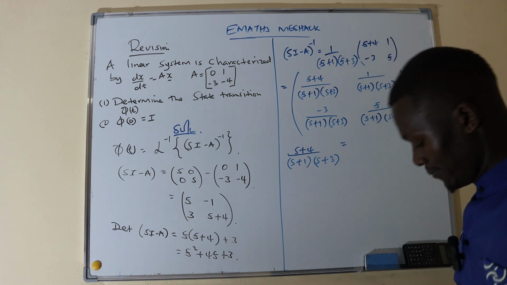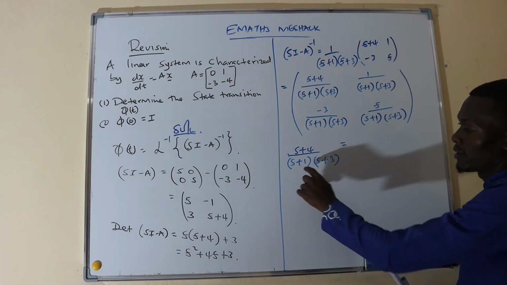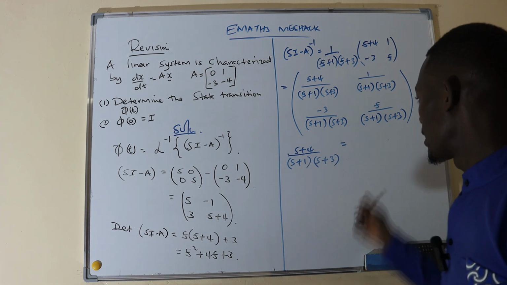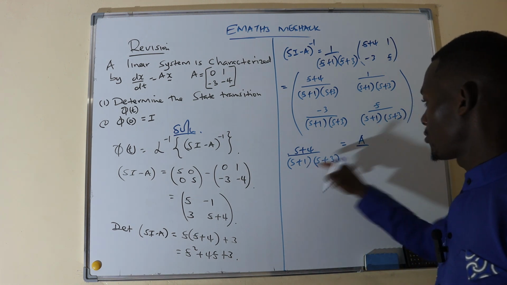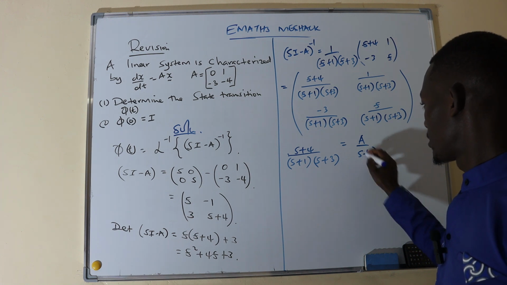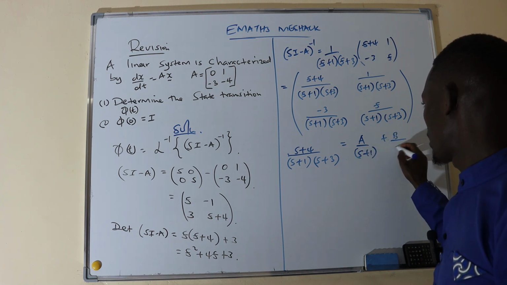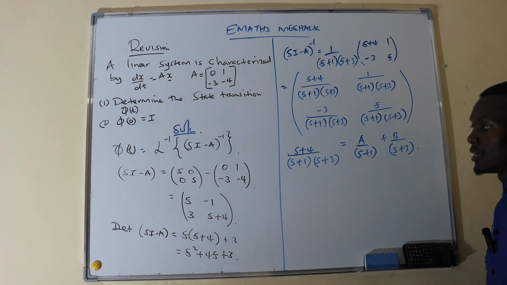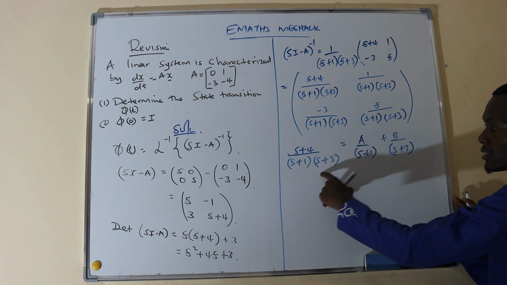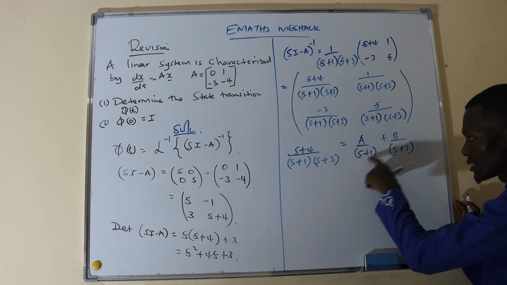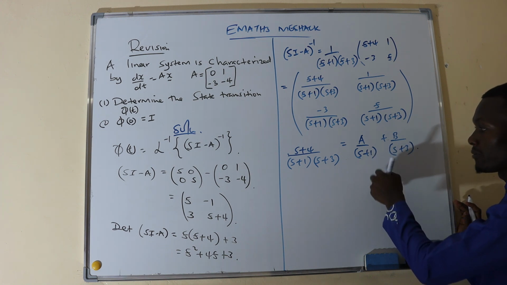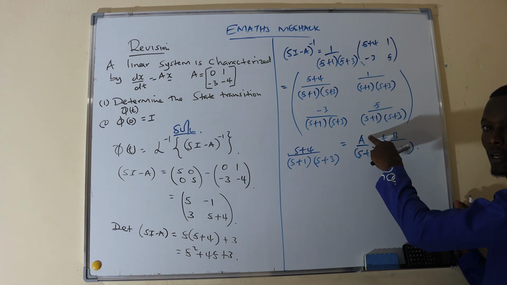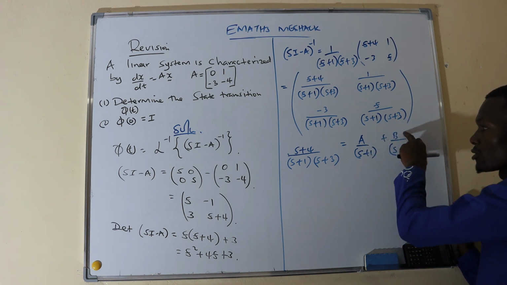So we know one thing: when you have two factors multiplied together, this can be expressed in the form A over the first factor plus B over S plus 3. That is through partial fractions. Now, we have to make these terms have the same denominator. So what is the LCM of this and this? It is just the product of this term here and this term. Then this term shall multiply by A, and this term shall multiply by B.